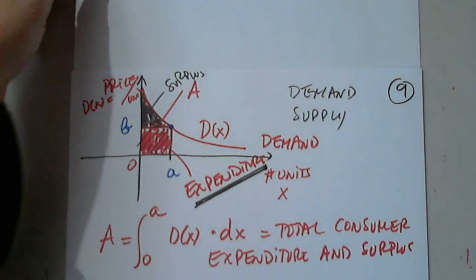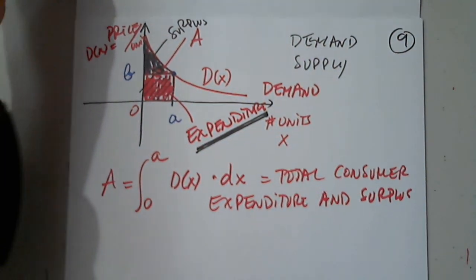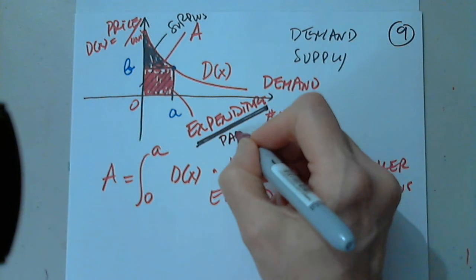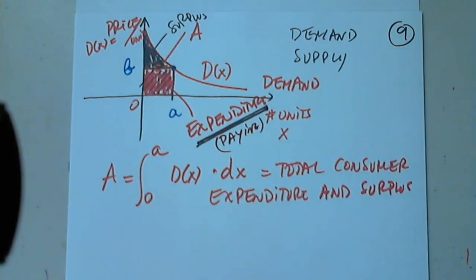How do I determine the consumer surplus? Yes? So the expenditure is how much you're paying for a product, but the surplus is like something added that I don't pay for. Exactly. It's something called utility, something a little bit extra that I'm getting that I'm not paying for.